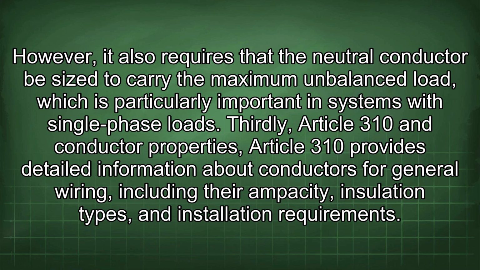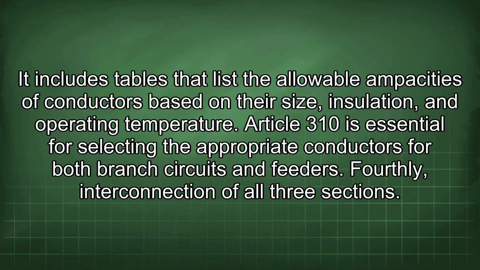Thirdly, Article 310 and conductor properties. Article 310 provides detailed information about conductors for general wiring, including their ampacity, insulation types, and installation requirements. It includes tables that list the allowable ampacities of conductors based on their size, insulation, and operating temperature. Article 310 is essential for selecting the appropriate conductors for both branch circuits and feeders.